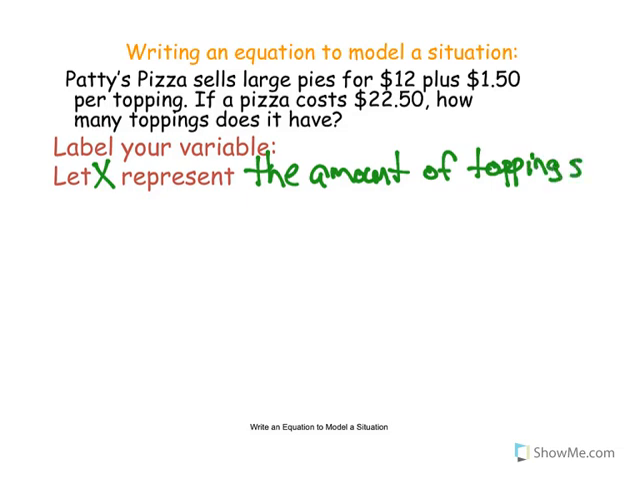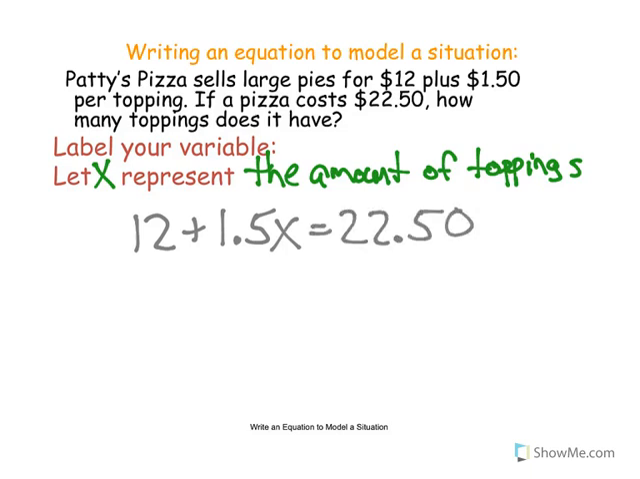All right, so what do I have? Well, the pie itself is $12, plus it's $1.50 per topping, and I have X toppings, and that's going to give me $22.50. All right, so that would be your equation, and when you solve it, I believe you're going to get X is equal to 7, but I think we need to move on because there's some other things that we need to cover.